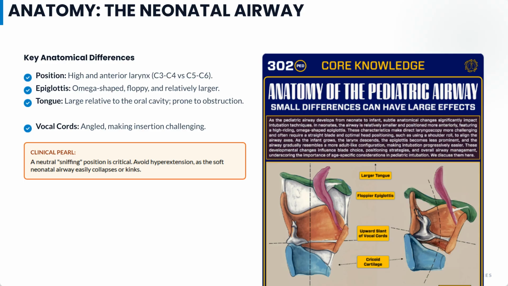Key anatomical differences in the neonatal airway include a high and anterior larynx, a larger omega-shaped epiglottis, a large tongue, and angled vocal cords, all making intubation challenging. Remember the clinical pearl: sniffing position is critical, avoiding hyperextension.